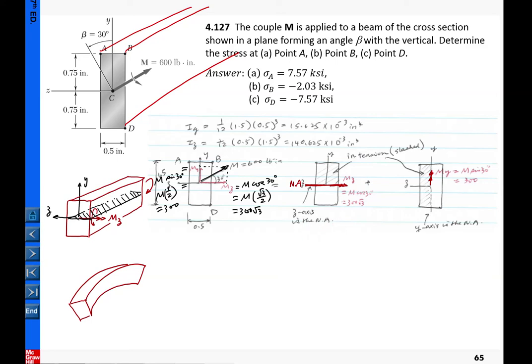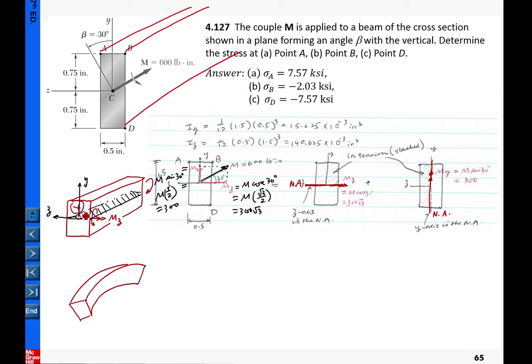Now we move on to the other subsystem, due to MY. In this case, this is the neutral axis for this subsystem. Once we identify the location of the neutral axis for the individual subsystems, the second thing is to identify which region is in tension and which is in compression. For this case, you can see the upper portion will be stretched, so the upper portion is in tension.